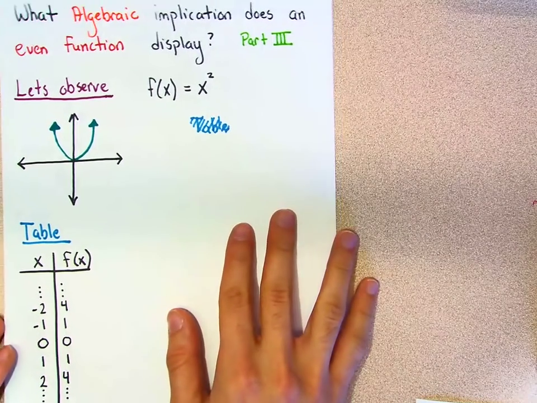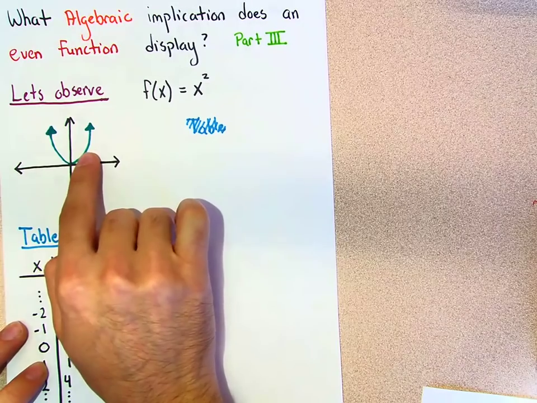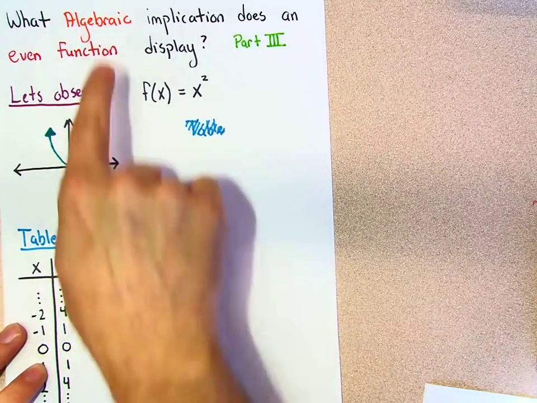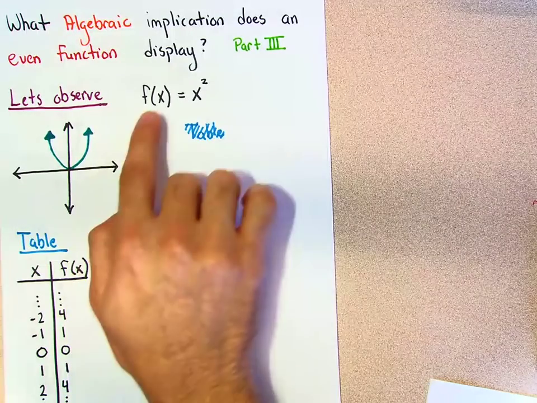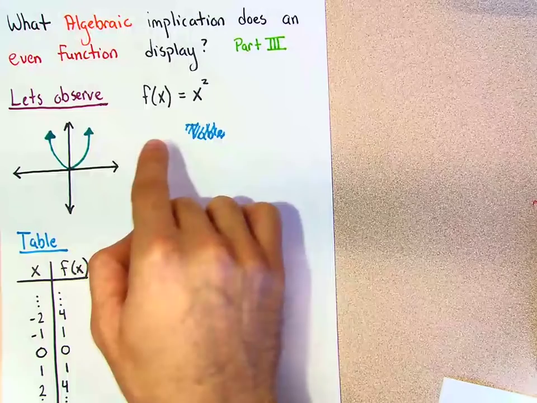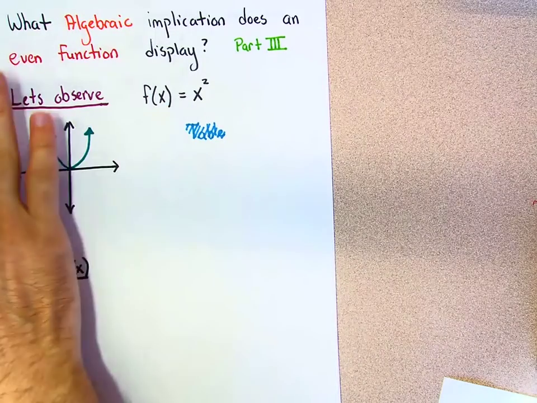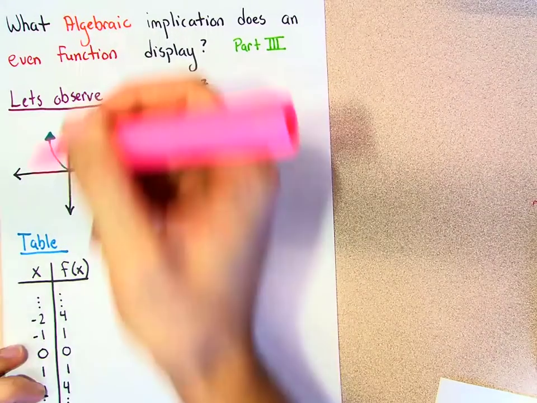Alright, welcome everybody. In the last video we talked about what it means graphically to be an even or an odd function. But what are the algebraic implications? So let's take a look at this. f of x equals x squared. We know the graph looks like this. And is there a reflection with respect to the y-axis? Of course, right here. There's a nice, beautiful reflection.